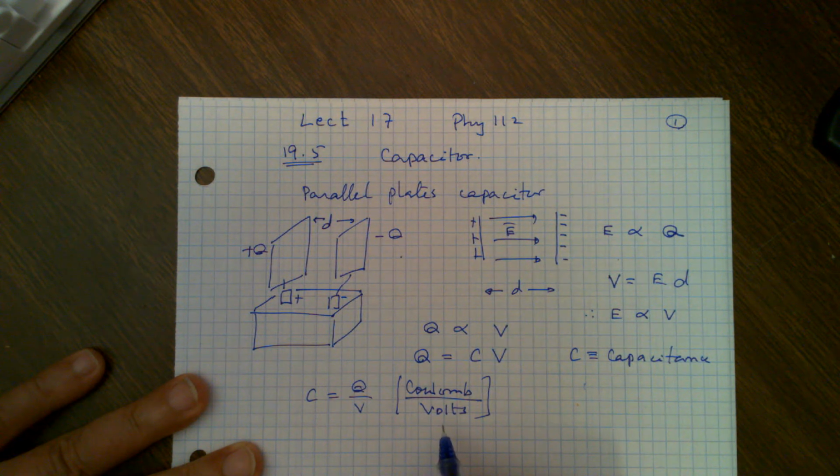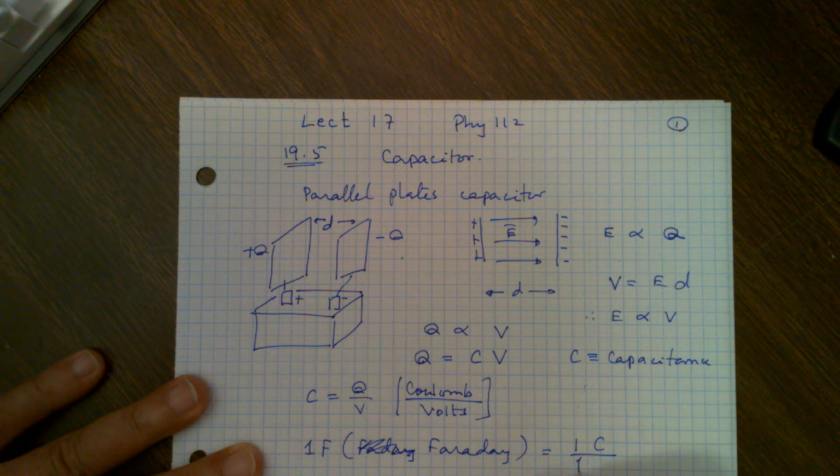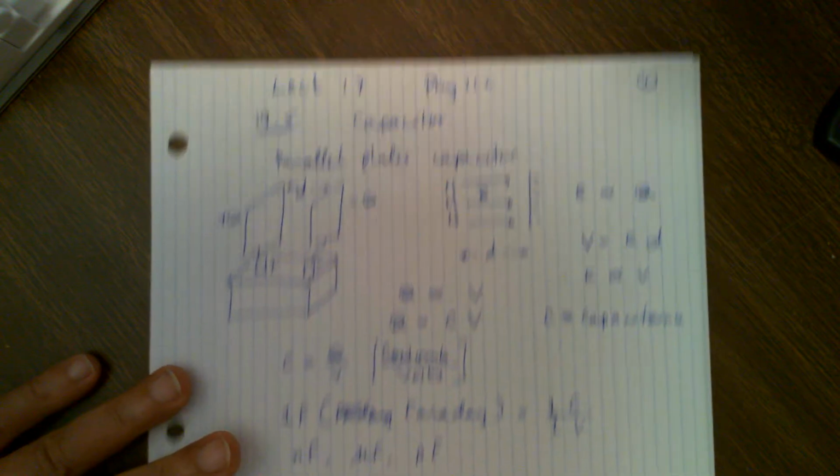Now, there is a shorter notation for that. Coulomb per volt is called farad. So 1 farad, which is short for Faraday, Michael Faraday, British physicist, is equal to 1 coulomb divided by 1 volt. Okay, so 1 coulomb per volt is equal to 1 farad. All right, so you will see we use nanofarad, microfarad, and also picofarad. Nano is 10 to the power minus 9, micro is 10 to the negative 6, pico is 10 to the negative 12. Okay, so you can always check.